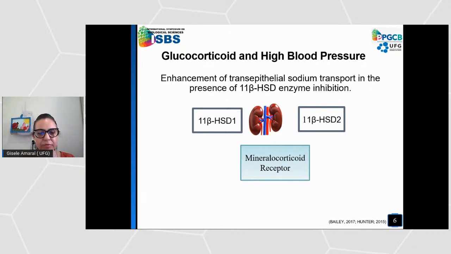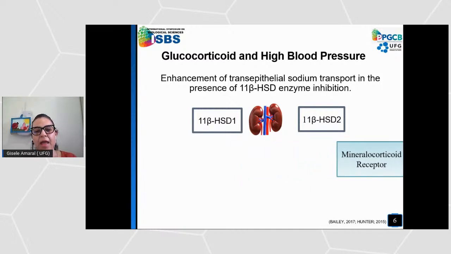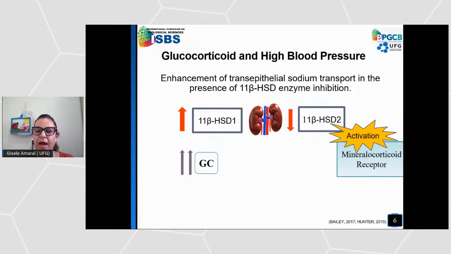Both are present in the renal tissue. So when the glucocorticoids are in excess in this organism, they have an agonist action on mineralocorticoid receptors, and the excess of it leads to an increase of 11 beta HSD1 or a decrease of 11 beta HSD2, which acts on some mineralocorticoid receptor in a secondary or non-specific way.